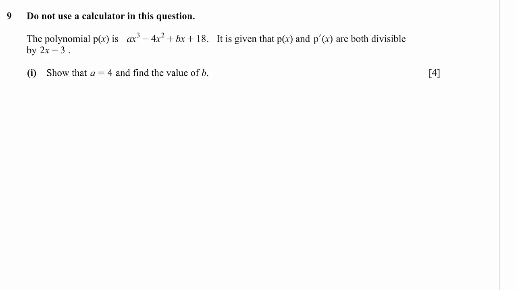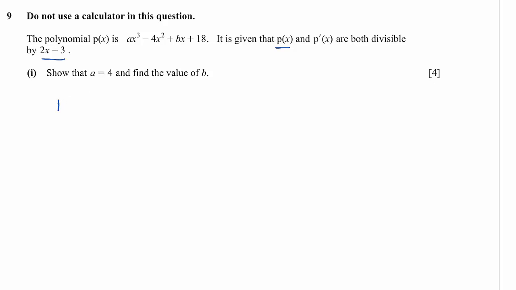The polynomial p of x is ax cubed minus 4x squared plus bx plus 18. It's given that p of x and p dash of x are both divisible by 2x minus 3. We want to show that a is 4 and find the value of b. So first of all, we know that p of x is divisible by 2x minus 3.